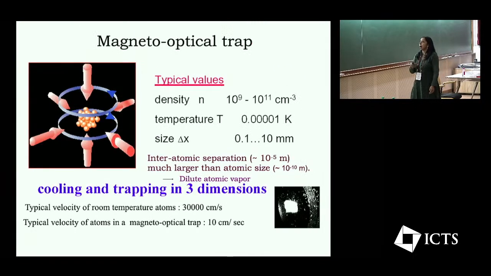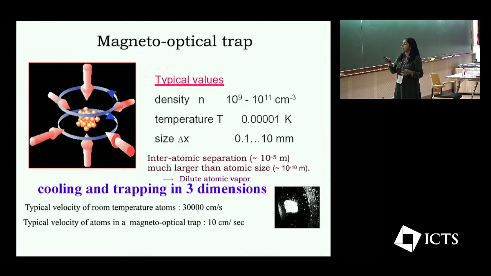So these are the parameters for the magneto-optical trap. The density is around 10 to the power 9 to 10 to the power 11 atoms per centimeter cube, and we can get temperatures of 100 microkelvin, and sizes of around 1 millimeter. But please note that it's still a dilute atomic gas. That means the interatomic separation is much larger than the size of the atom. It's much more dilute than a liquid or a solid. But the striking thing you should note is that the typical velocity of atoms at room temperature is like 30,000 centimeters per second, but in a magneto-optical trap, it's slowed down to a few centimeters per second.